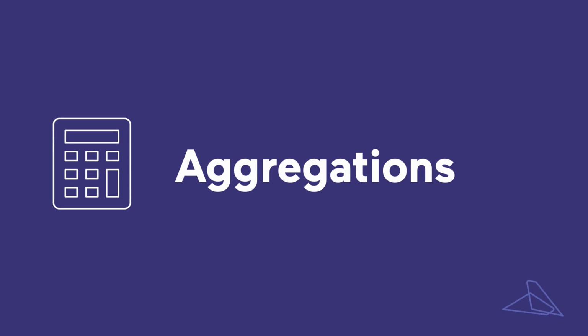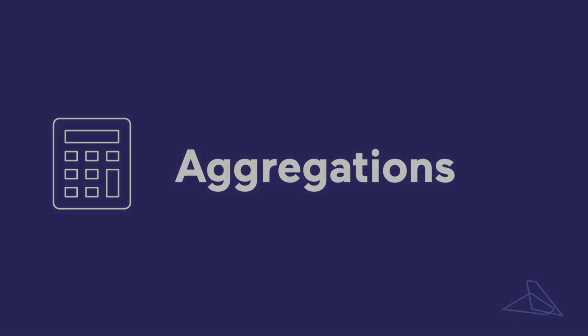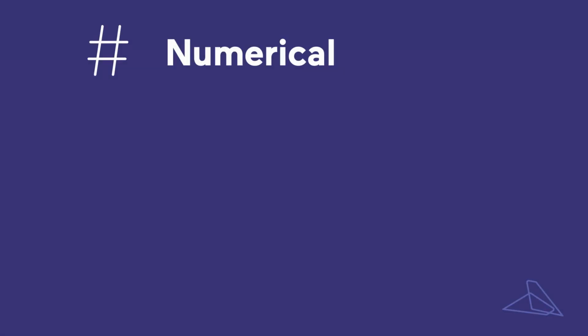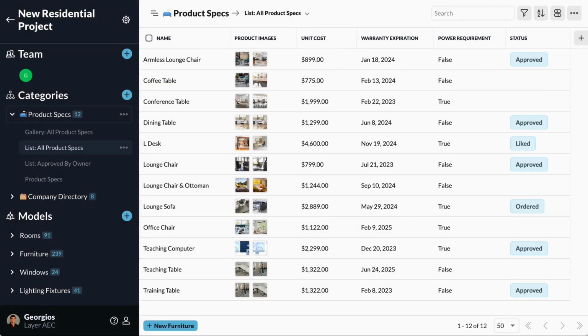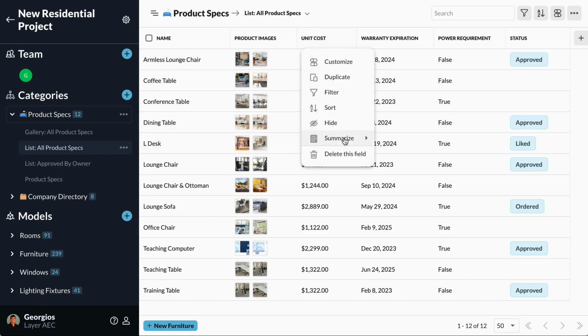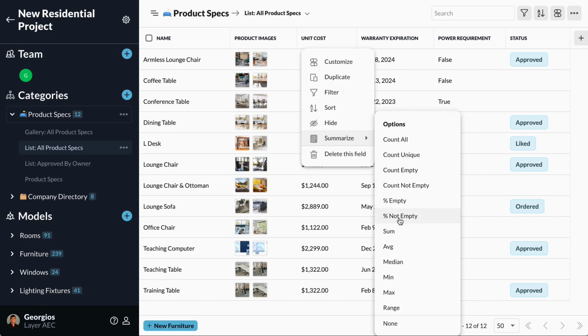Aggregations is a new feature that allows you to quickly summarize your project's data. There are currently 4 different types of aggregations: numerical, date, boolean, and generic. Using my interiors project as an example, I can utilize all aggregation types. I will leverage numerical aggregations using the unit cost of each product. I can see the average cost for my furniture, the mean, and max, as well as the range between those two.